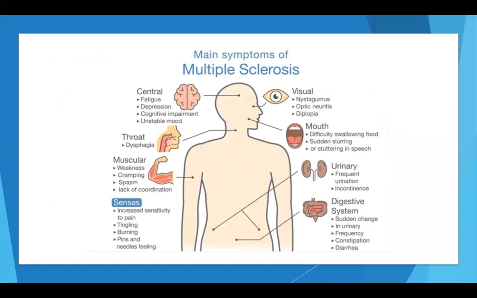In this slide, I just want to point out the wide spectrum of symptoms that we can see in multiple sclerosis. And this highlights the difficulty of diagnosing multiple sclerosis. Most of its symptoms are not specific, and this makes the diagnosis quite challenging.